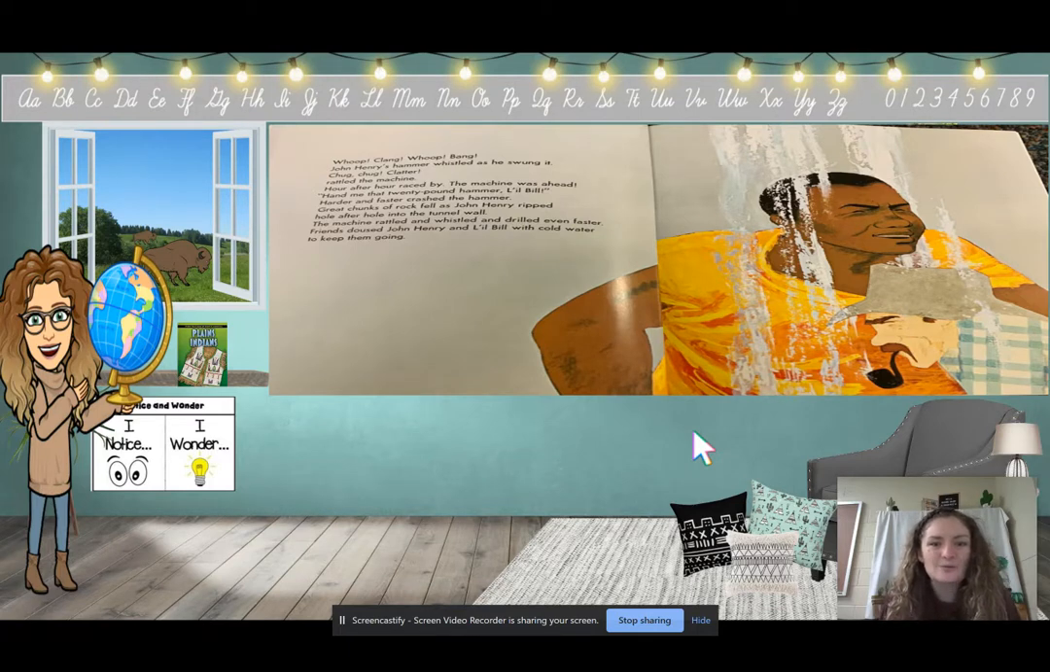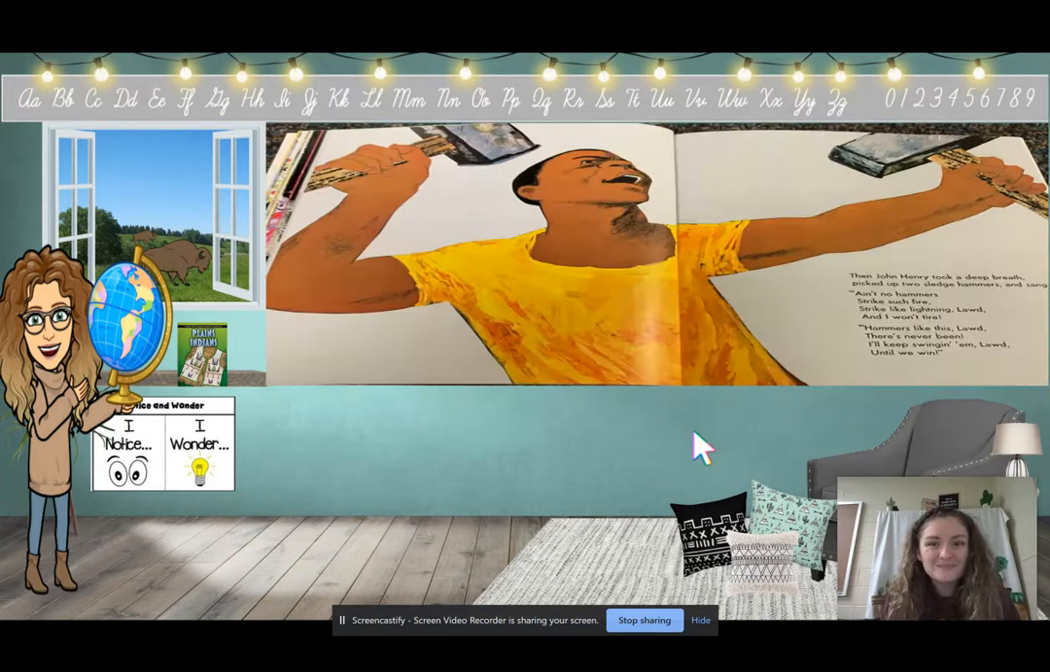Hour after hour raced by. The machine was ahead. "Hand me that 20-pound hammer, Lil Bill." Harder and faster crashed the hammer. Great chunks of rock fell as John Henry ripped hole after hole into the tunnel wall. The machine rattled and whistled and drilled even faster. Friends doused John Henry and Lil Bill with cold water to keep them going.